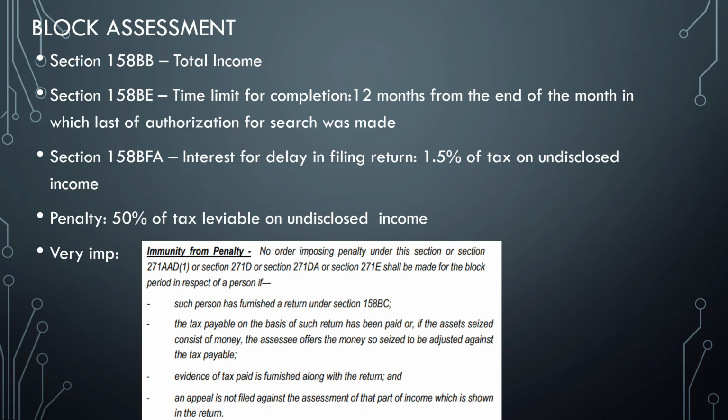Next one is section 158B. The time limit for completion will be 12 months from the end of the month in which the last of the authorization for search was made. And section 158BFA, the interest for delay in filing return will be 1.5% of tax on undisclosed income. Next, penalty will be 50% of the tax leviable on undisclosed income. These are the minute things you should pay attention to. It is the tax on that portion, on which interest and penalty will be levied.